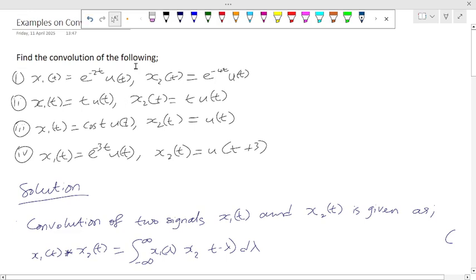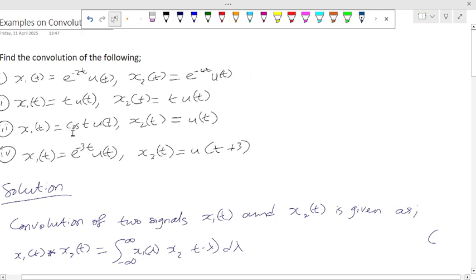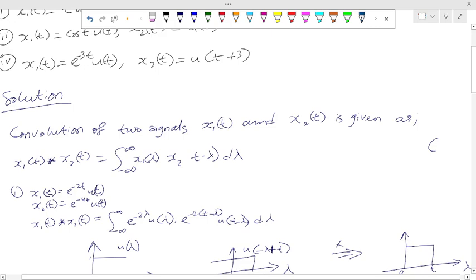Now find the convolution of the following. x1 is this, x2 is this. So we'll just walk through them one by one. Let's take the first one. The convolution of two signals, x1 of t and x2 of t, is given by that same expression we did in the previous slide. From negative infinity to positive infinity, x1 of lambda times x2. So one signal remains and the other signal is folded and shifted.